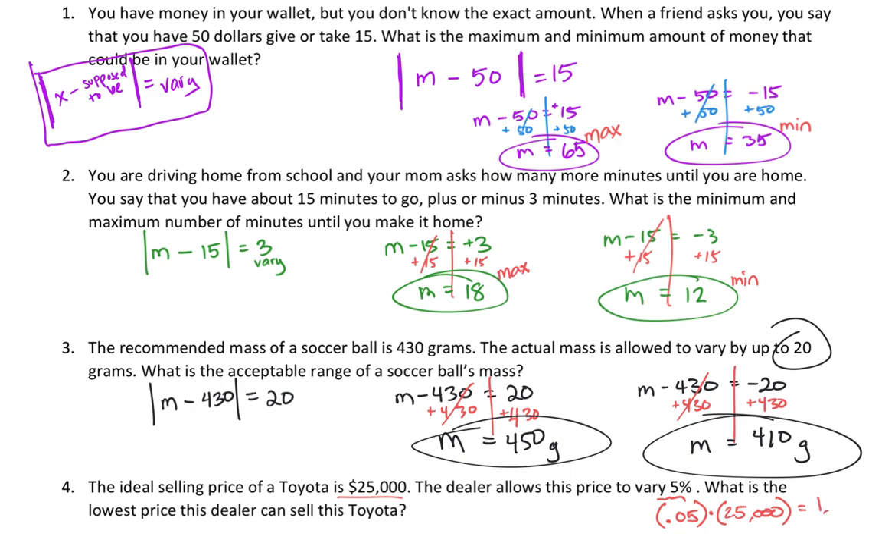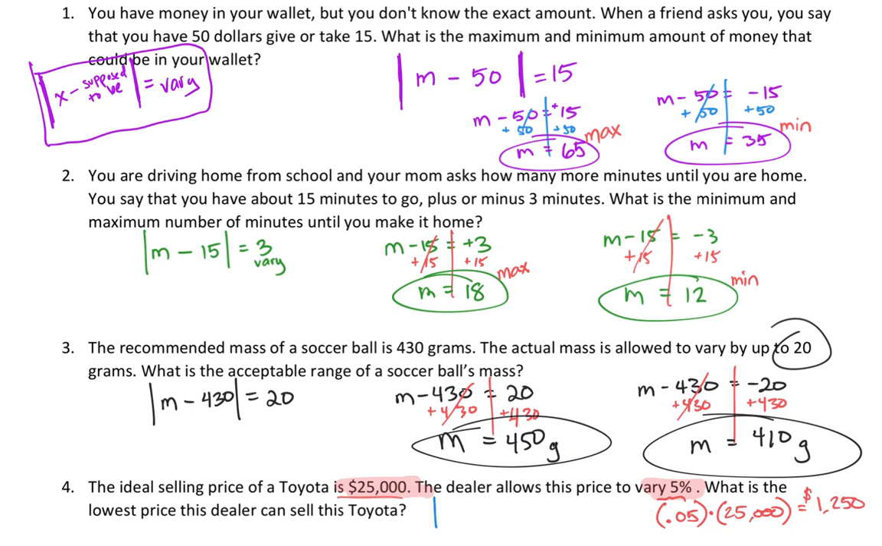It was $1,250. All right, so this one had one extra little baby step where we had to figure out what 5% of 25,000 was. Now the rest of the problem, we're just going to do the same as we've been doing. We're going to set it up the same way.